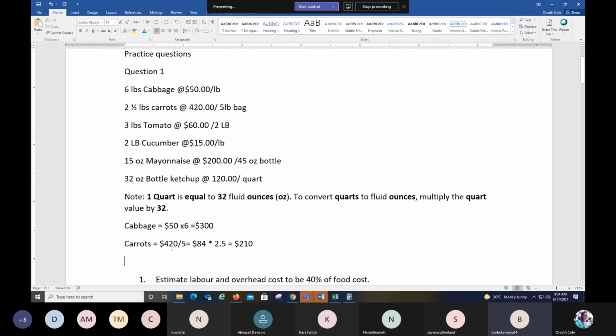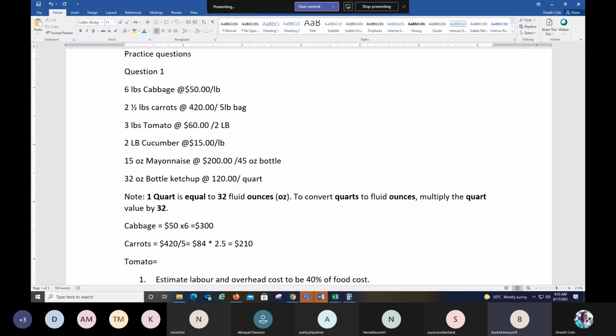So we're calculating the cost for each item. What's the next one we're calculating? The 3 pounds of tomato. All right, good. So what's the first thing we're going to be doing? Finding the cost. What do we know? We know that 2 pounds of the tomatoes cost $60. So we need to find the cost per pound.